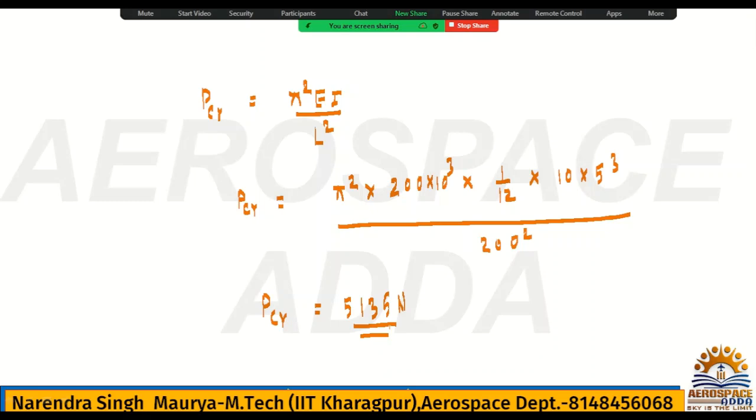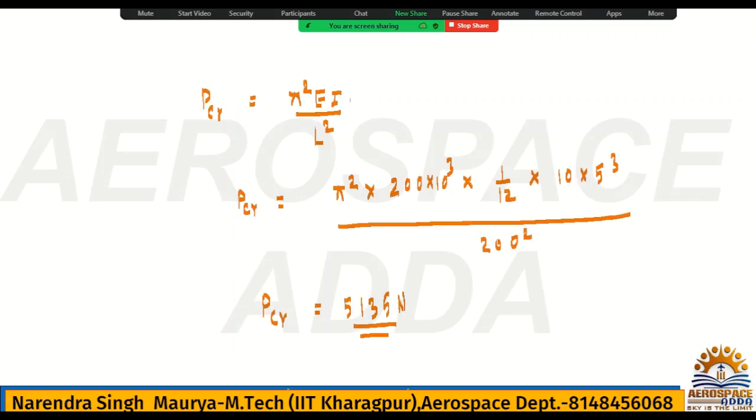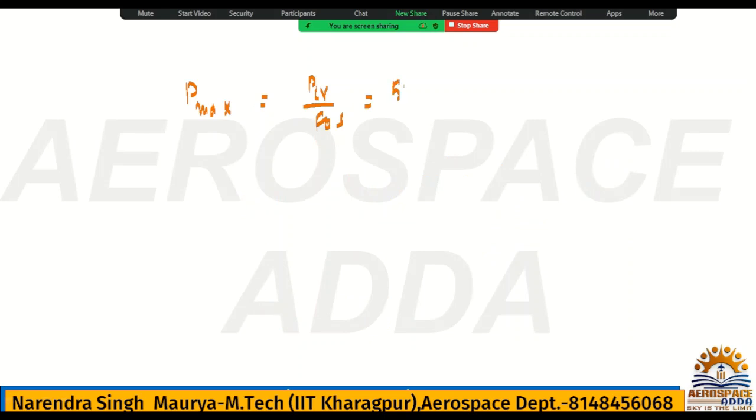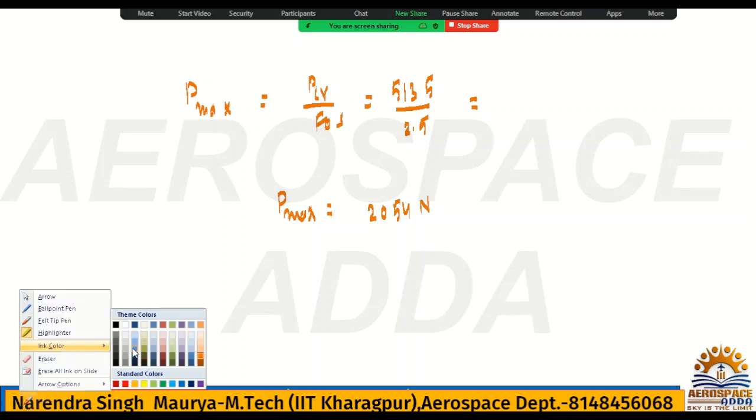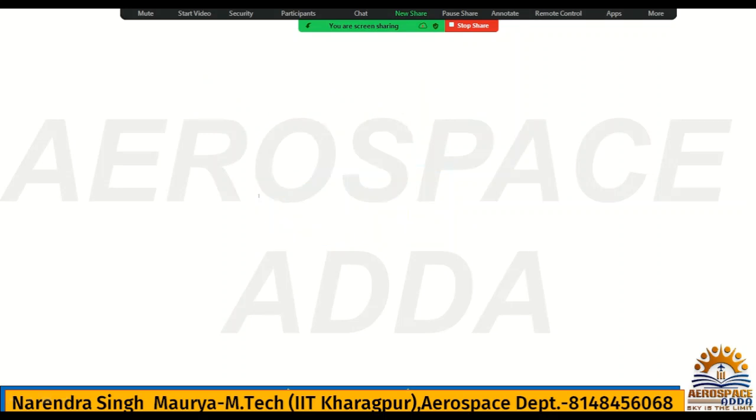They are asking now for Pmax, the maximum compression load that the column can sustain. So it's PCR divided by FOS. Here it is 5135 divided by 2.5. This is the Pmax, 2054 Newton. So this is the answer. This is GATE 2014 for 2 marks.